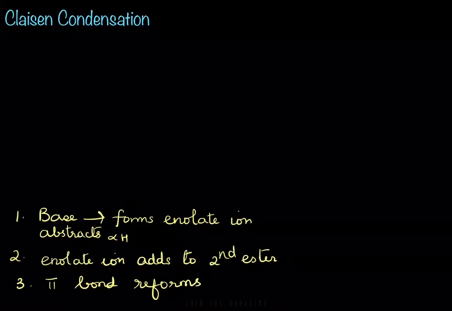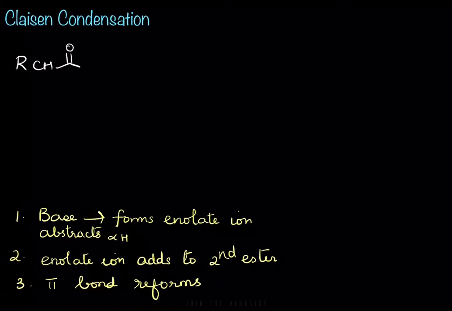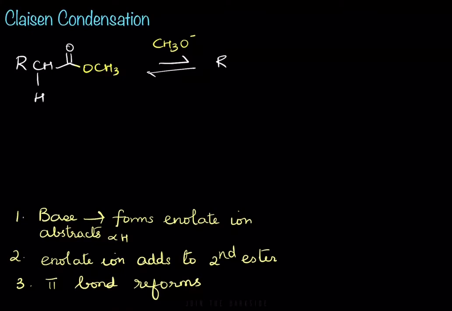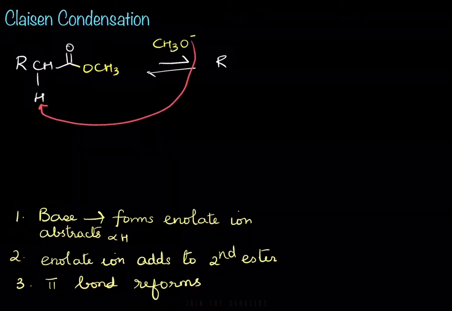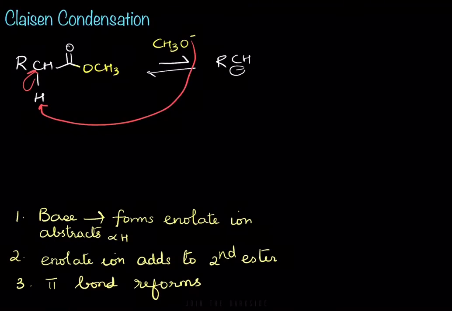So let's do the actual mechanism. Here I have my first molecule of my ester, with the use of a base. Remember, the base should be exactly the same as the leaving group. Here is the leaving group, and the base should be exactly the same as that of the leaving group. The base will abstract this hydrogen and push these electrons onto the carbon, forming the enolate ion.